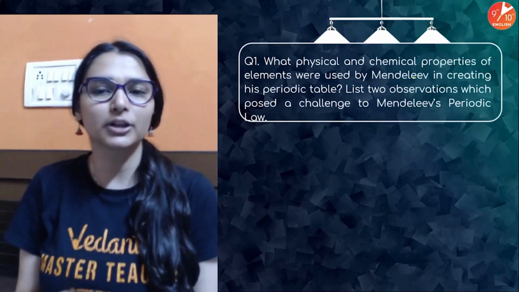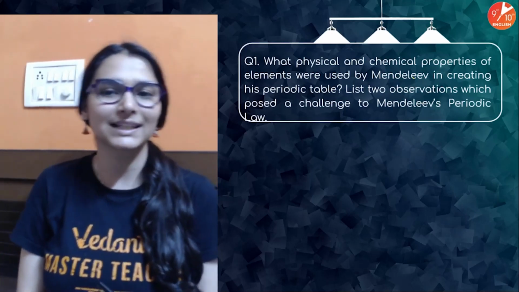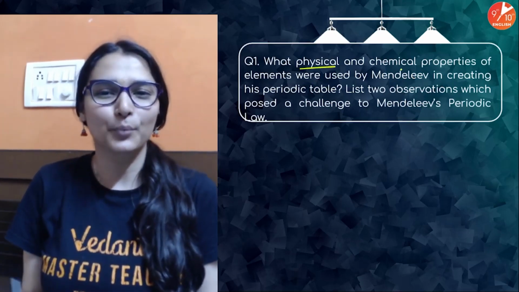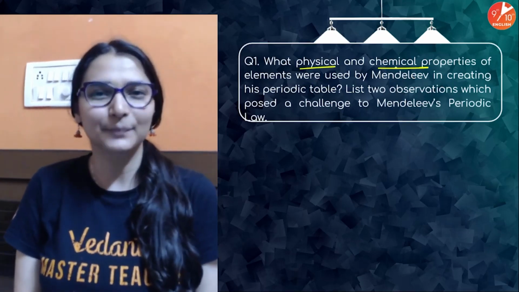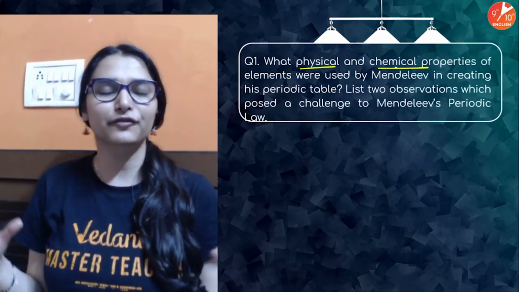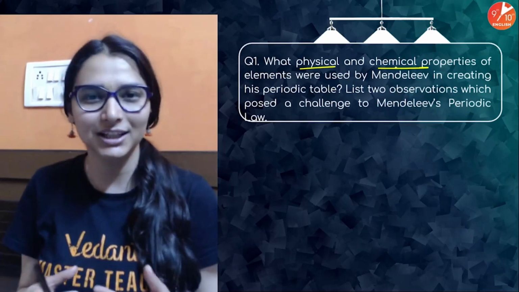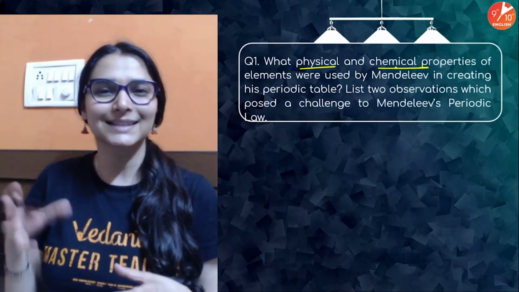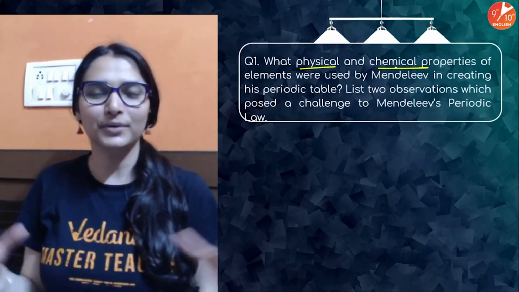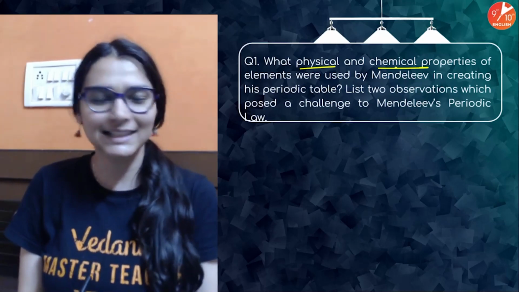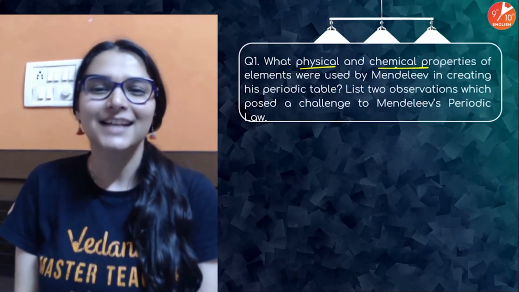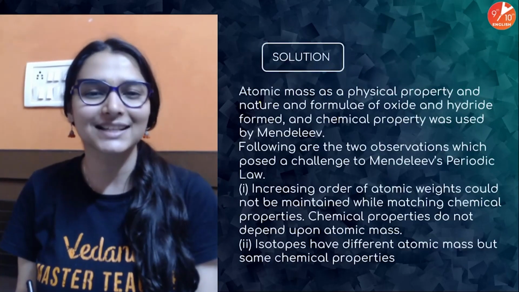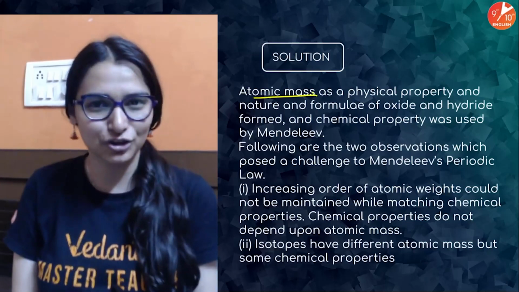What physical and chemical properties of elements were used by Mendeleev in creating his periodic table? Physical and chemical properties. So he worked on both properties. You remember that Mendeleev wanted to give a kind of classification that was magical, in which elements should be classified in such a way that elements with similar chemical along with physical properties come together. Isn't it an amazing idea? Yes, it was. So this is what he thought. How did he do it? Physical property was definitely the atomic mass. He arranged the elements in order of atomic mass, right?